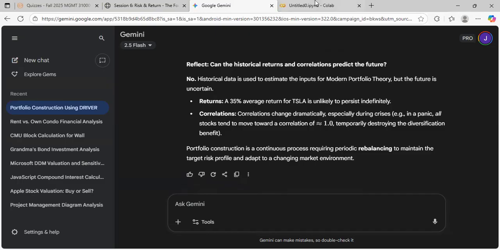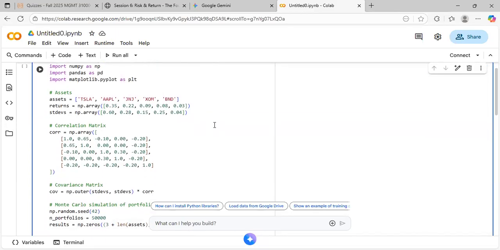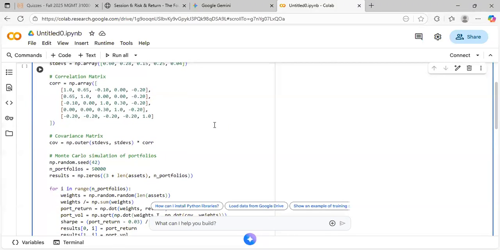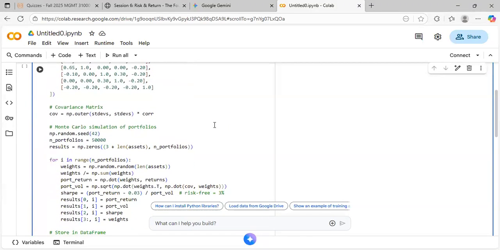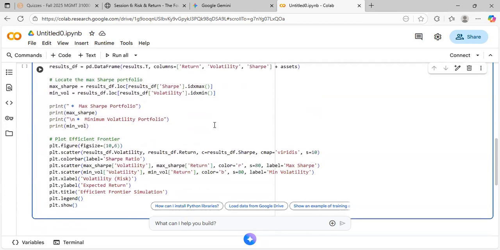And this is the code for the assets, the correlation and covariance matrix, and the simulation portfolios. It's all that good stuff. You can see it over here.